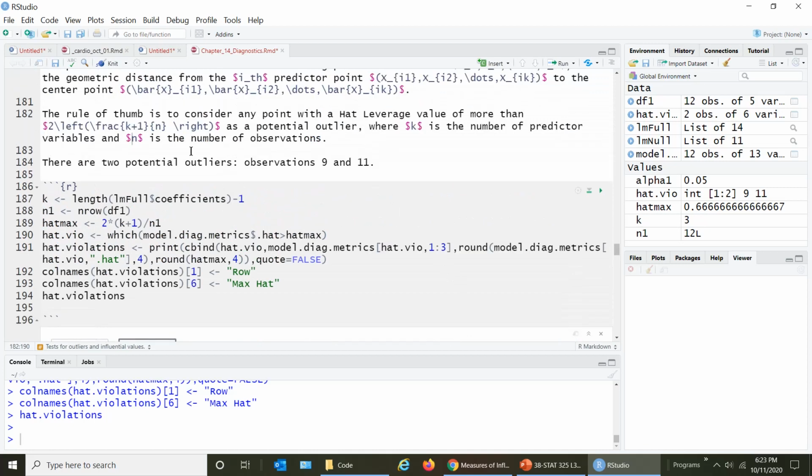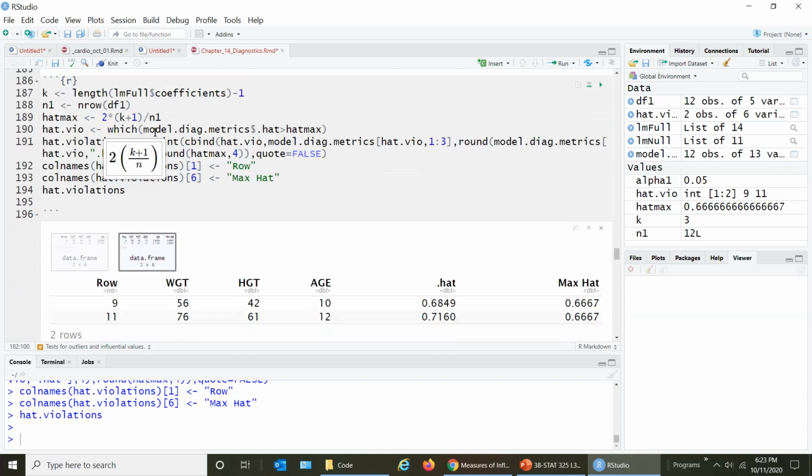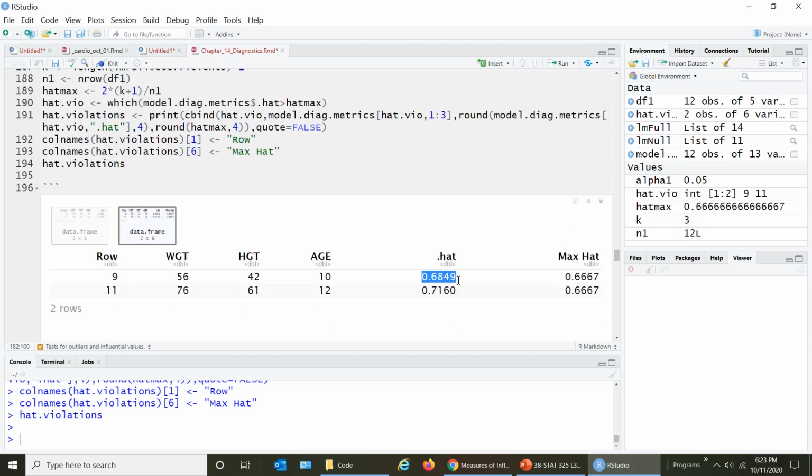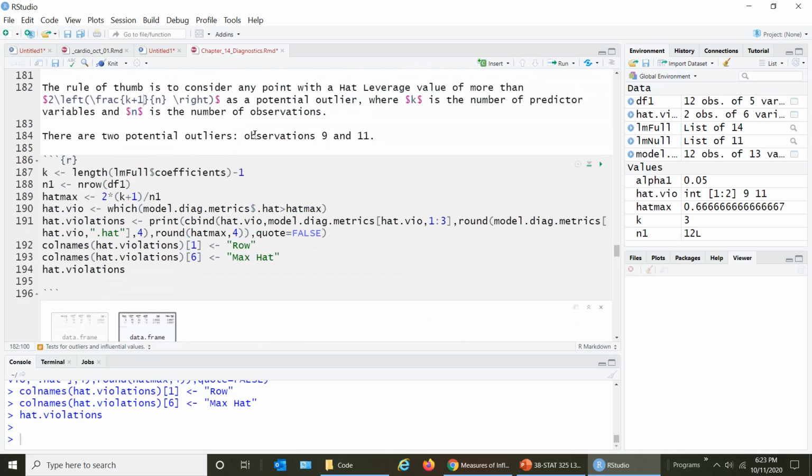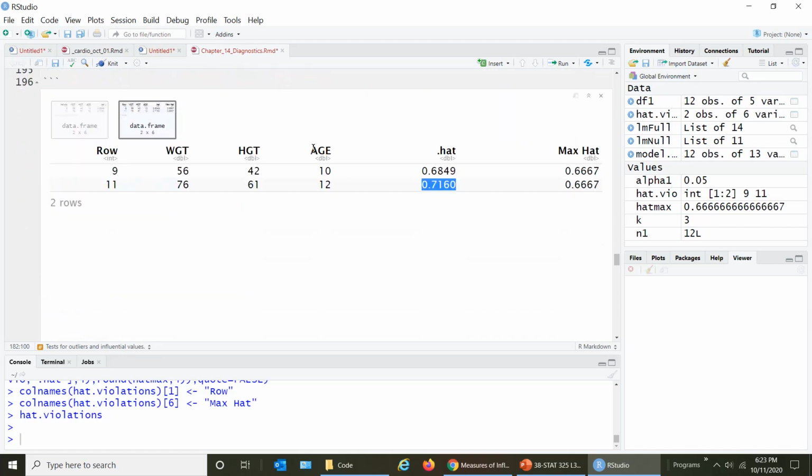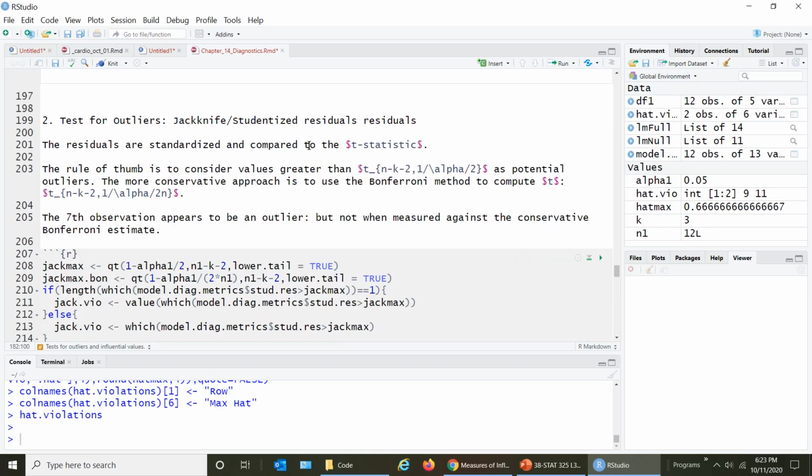I used the equation 2 times (k plus 1) over n, and that turned out to be 2/3, and these two hat values are slightly above that. So these would be potential outliers, observations 9 and 11. Now I did the same thing with the jackknife or studentized residuals.